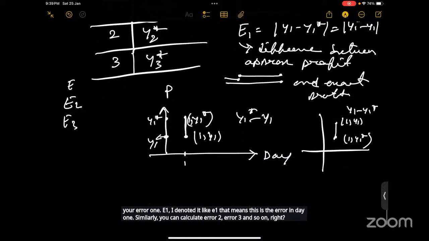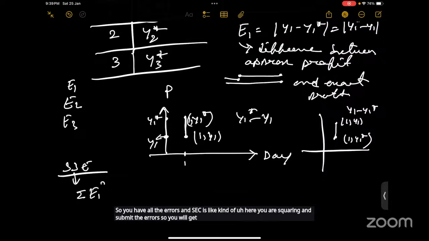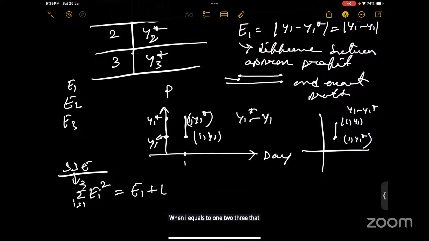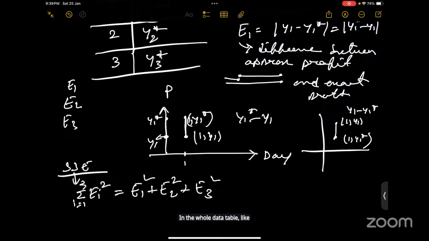So you have all the errors, and SSE is where you square and sum the errors. We can express it like this, where i equals 1 to 3, for this example. So that is how we calculate the error, then square it and sum it. So we will basically get the approximate error in the whole data table, with respect to the whole scenario.